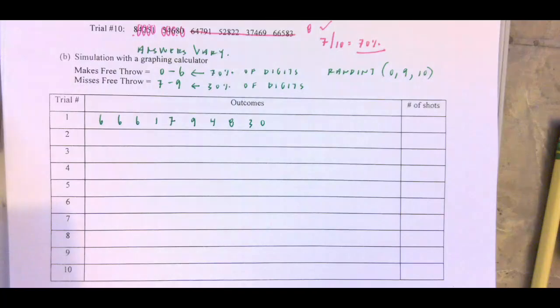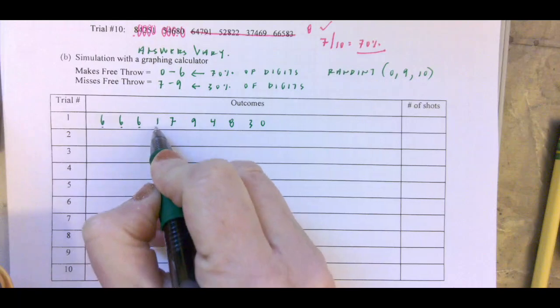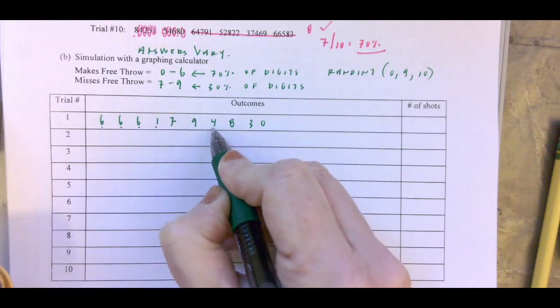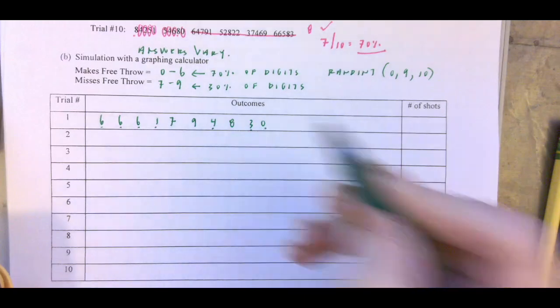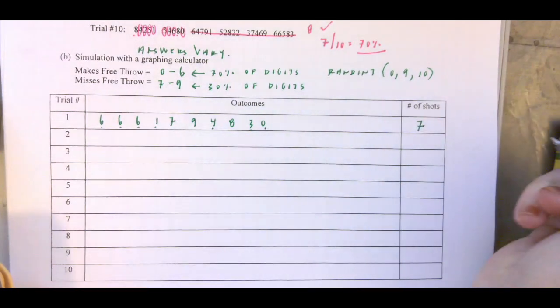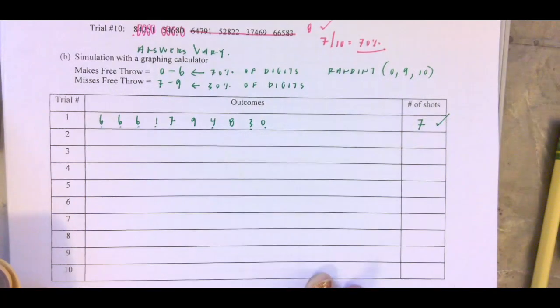All right, so this is 10 shots by LeBron. So here we're saying he made all of these, but he missed the 7, he missed the 9, made here, here, and here. So in my first trial, he made 7 shots. Is that 7 or more? It is. I'll give it a check.